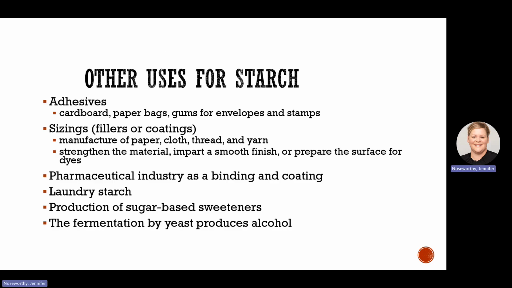In addition to it being used as a food source, it can be used as adhesives, maybe on an envelope or a stamp. They can be used as a filler or coating, or what we call sizing, that can help with preparing fabrics, helping them with adhering the dye to that fabric. In the pharmaceutical industry, you would see them as coverings or coatings or binding. Can also be used as laundry starch, in sweeteners that are sugar-based, and it can be fermented with yeast to produce an alcohol.